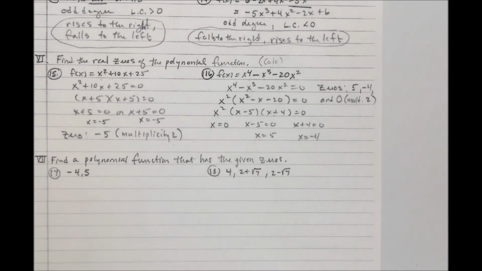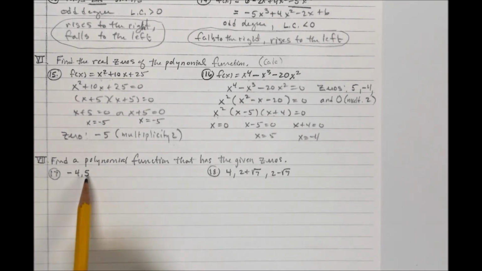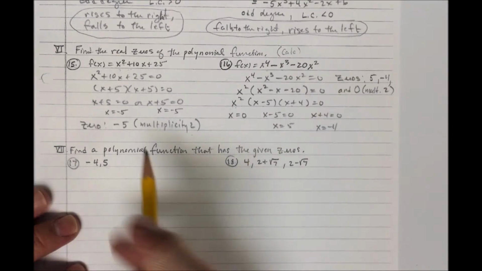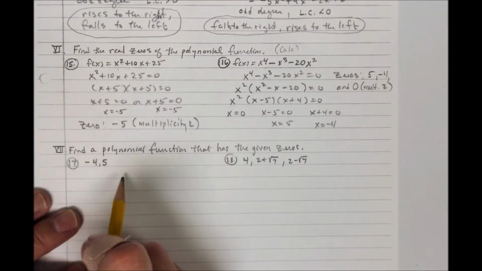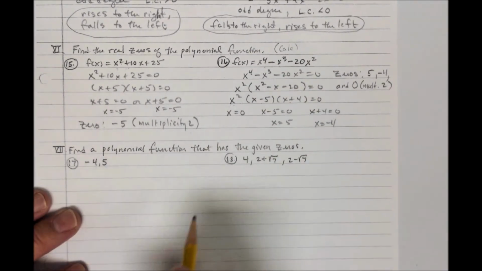Now, we're going to get to the graphs, but again, before we get to the graphs, what if they give us information and they want us to find a polynomial function that has this particular information? Well, in problem number 17, it gives you 2 zeros. And remember, the number of real zeros is the greatest degree. This is going to be degree 2. So this is going to be a polynomial of degree 2. It's quadratic.